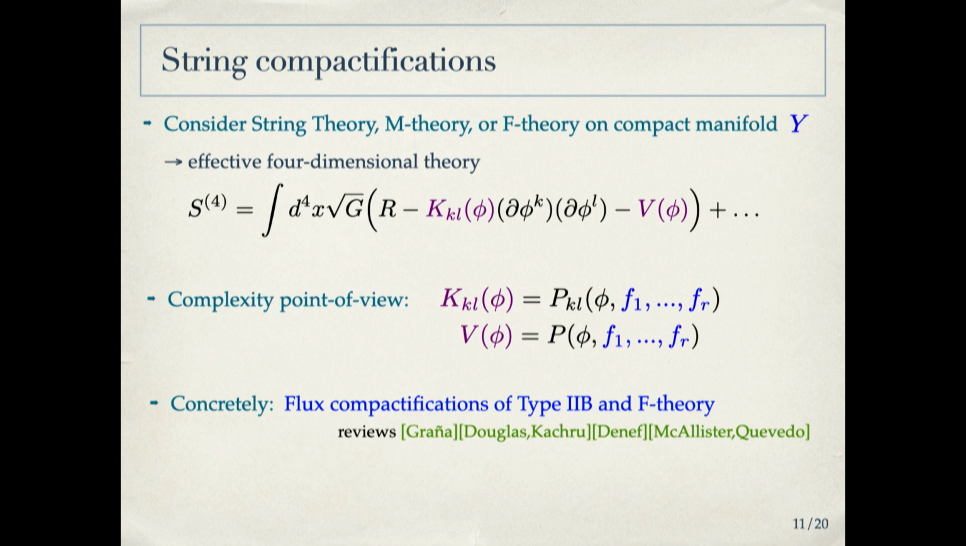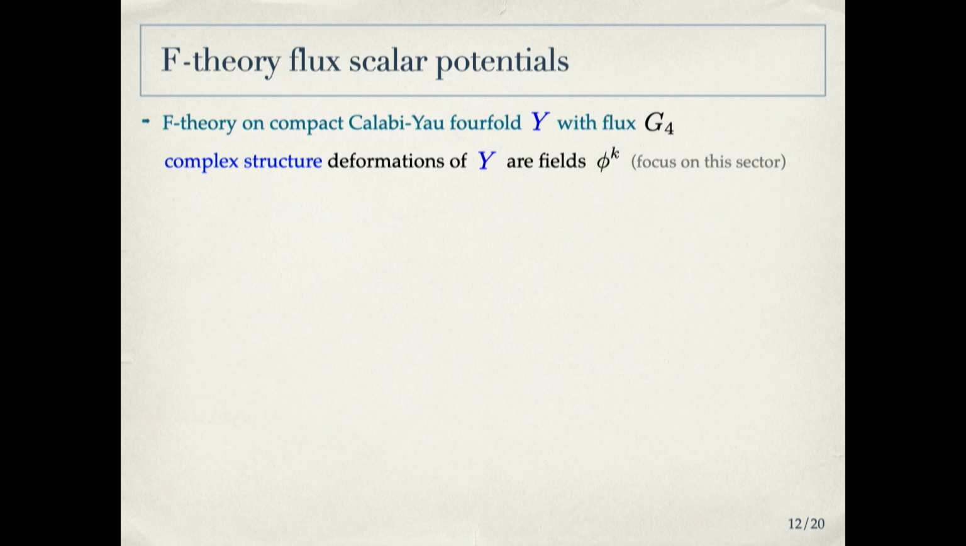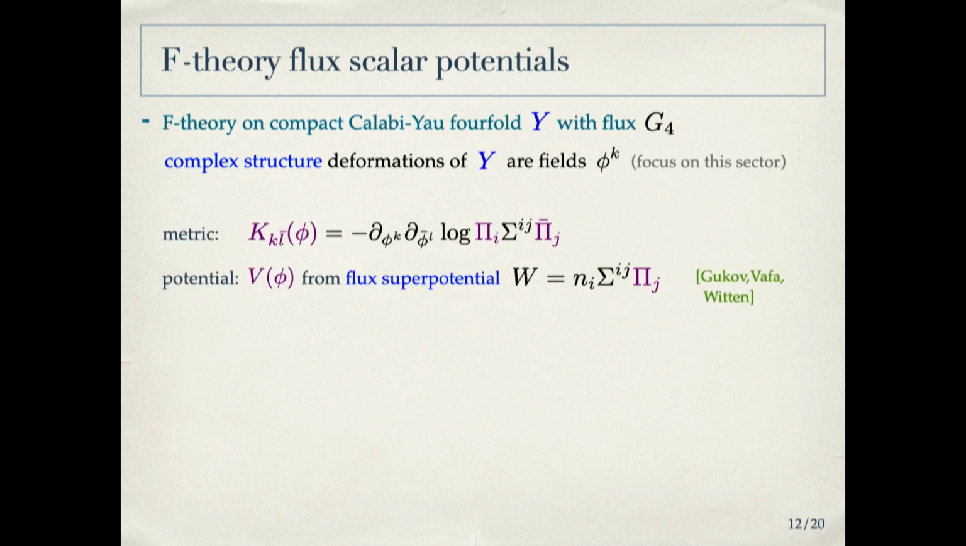So concretely, we can look at flux compactifications of type IIB and F-theory. So what are the scalar fields in these settings? They are the complex structure deformations of my compact manifold, and the metric K is determined by the second derivative of some logarithmic potential like this, while the scalar potential is determined from the flux superpotential in this form.